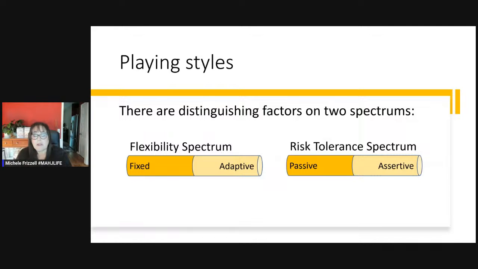the strength of the hand, and then also the setting, whether it's a social game or a competitive game. So just remember that those all kind of come into play. And then again, a player's personality will also make a playing style unique.